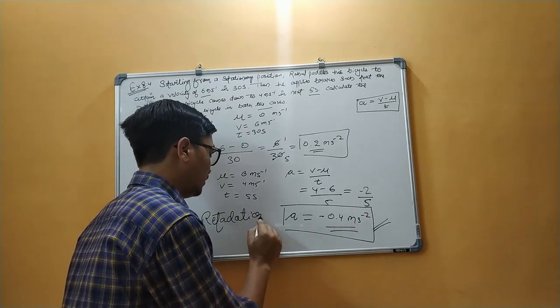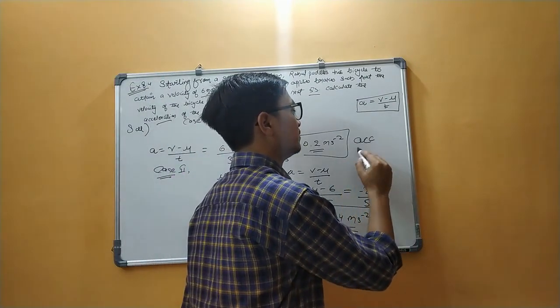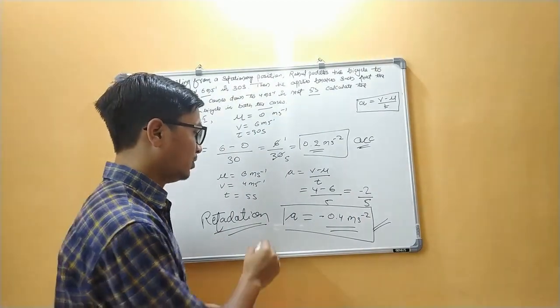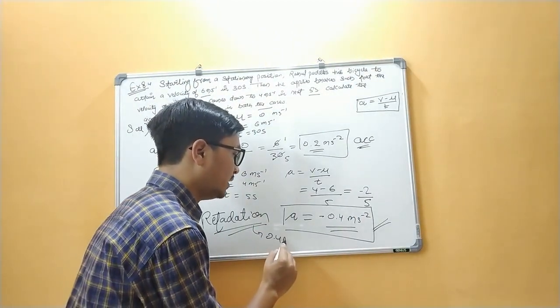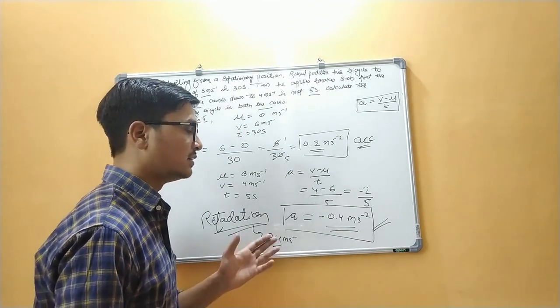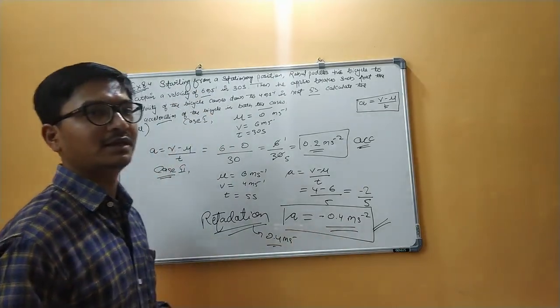It will be helpful. Okay, and this is the acceleration. If the examiner asks how much retardation there is in this, your answer is 0.4 meter per second squared, not minus 0.1 second. Or the answer should be in this form: acceleration is minus 0.4 meter second minus 2.